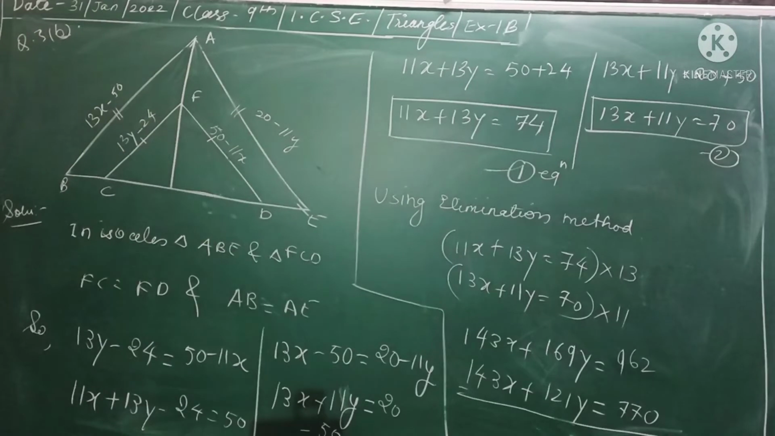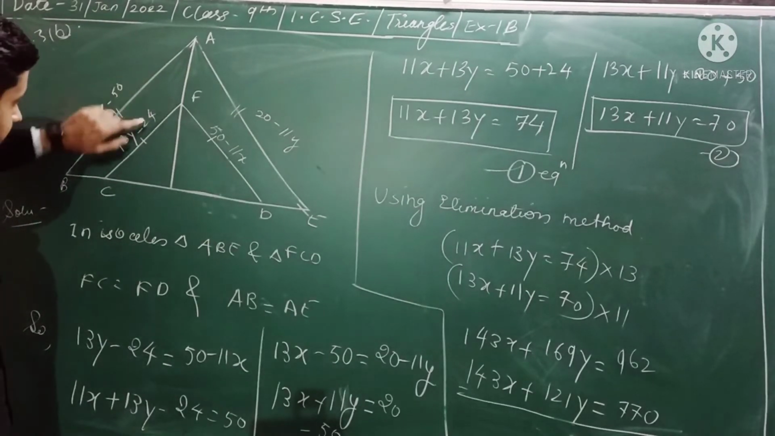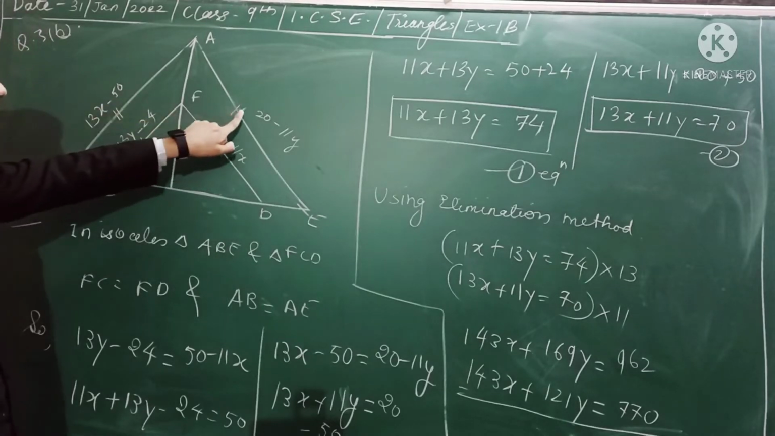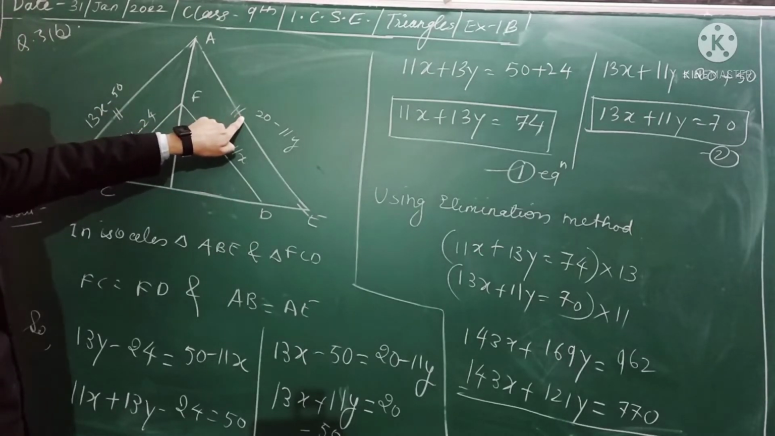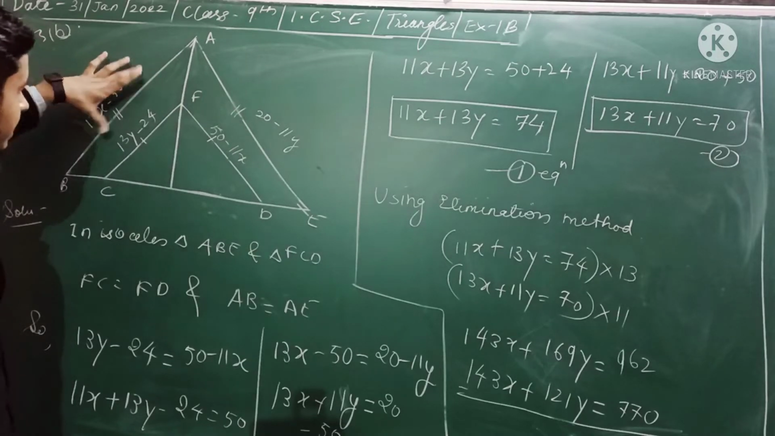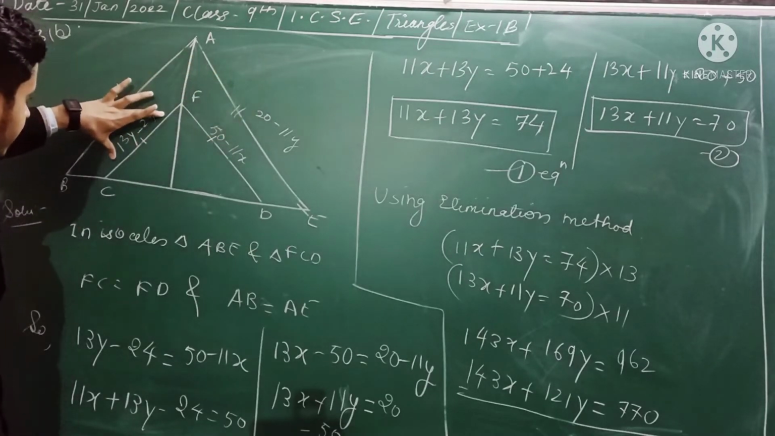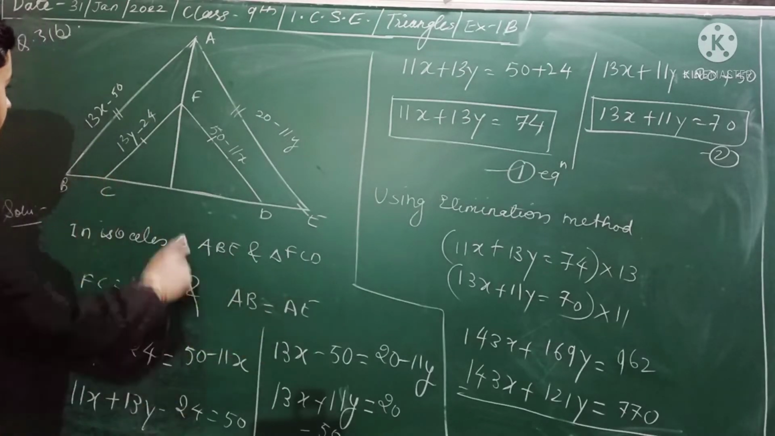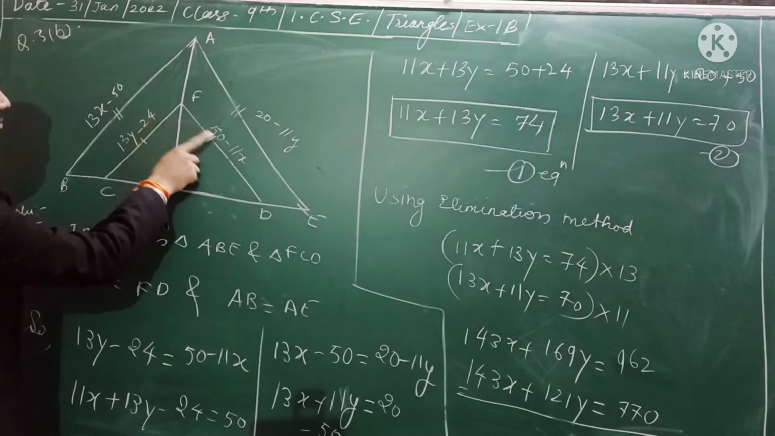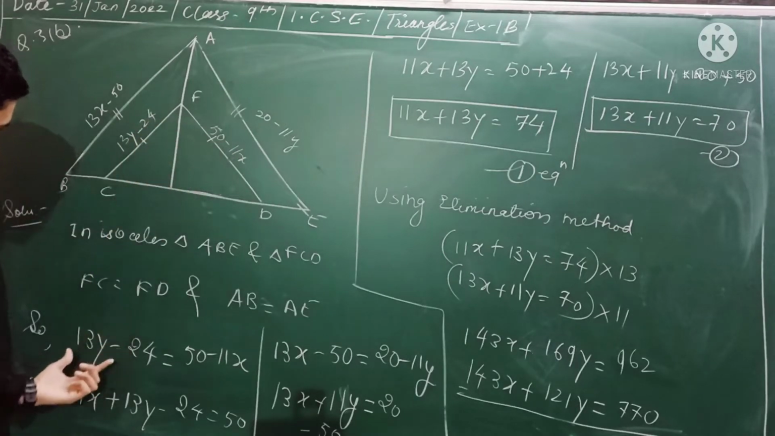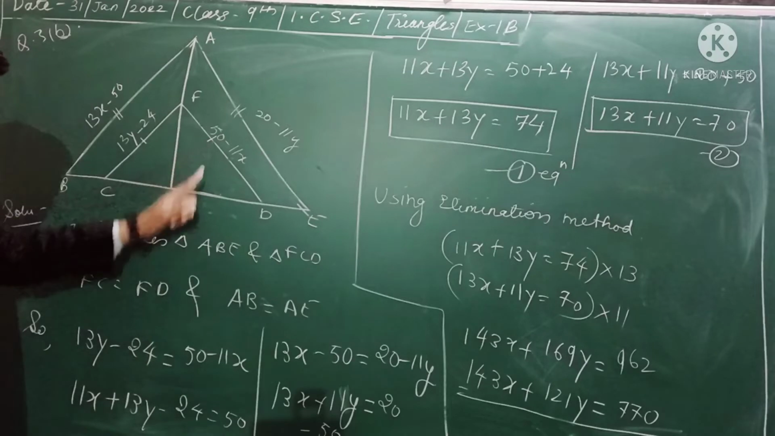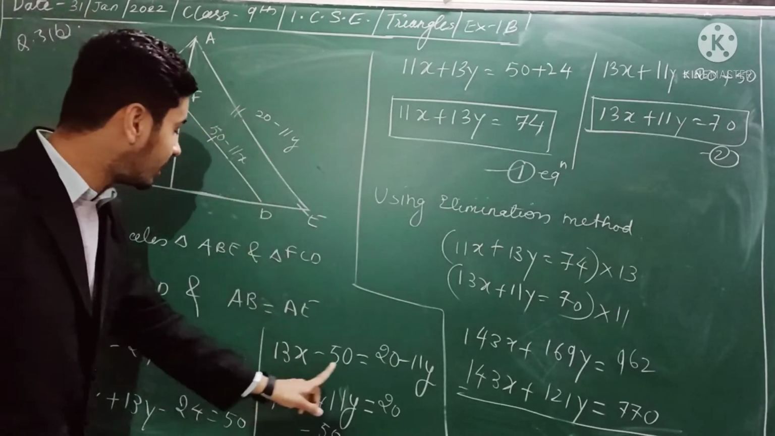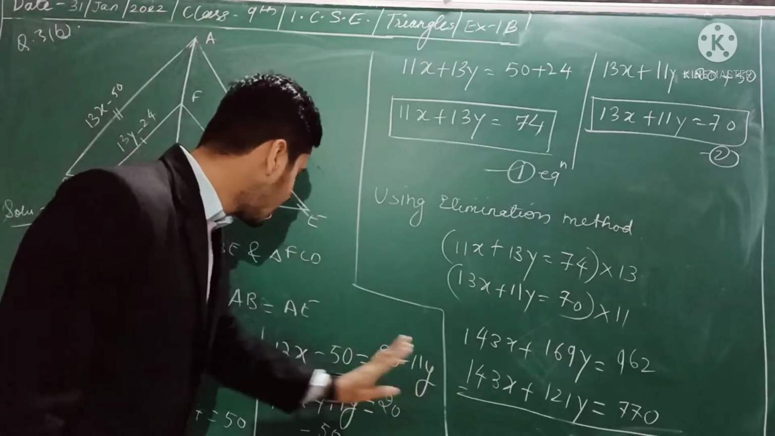Here is the diagram. In the question it is told that this side is equal to this side, and this side is equal to this side. Using the isosceles triangle property, we can equate AB equal to AE and FC equal to FD. We are given 13y minus 24, which we can equate with 50 minus 11x. So 13y minus 24 is equal to 50 minus 11x. Similarly, 13x minus 50 is equal to 20 minus 11y.